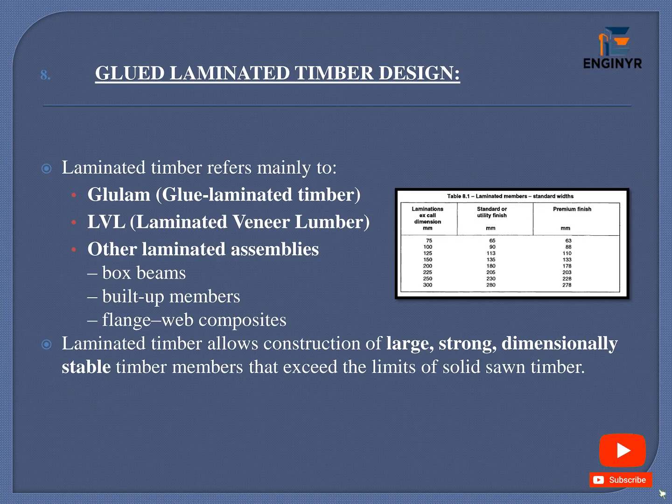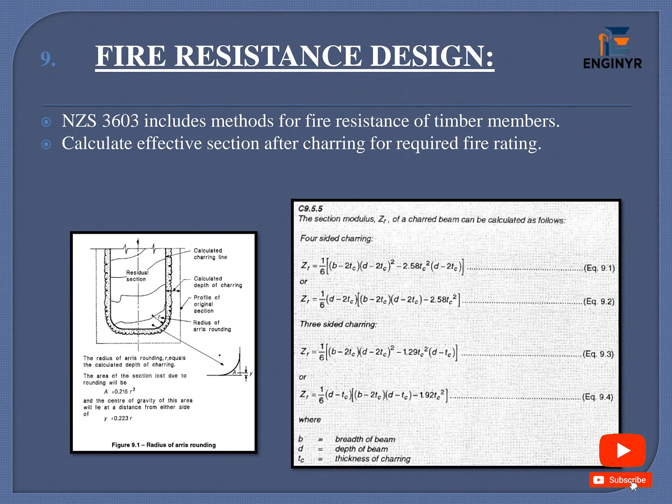Glued laminated timber design. Laminated timber mainly refers to glulam, or glue laminated timber, LVL, or laminated veneer lumber, and other laminated assemblies like box beams, built-up members, and flange web composites. Laminated timber allows construction of large, strong, dimensionally stable timber members that exceed the limits of solid sawn timber. Fire resistance design. NZS 3603 includes methods for the fire resistance of timber members, calculating the effective section after charring for the required fire rating.